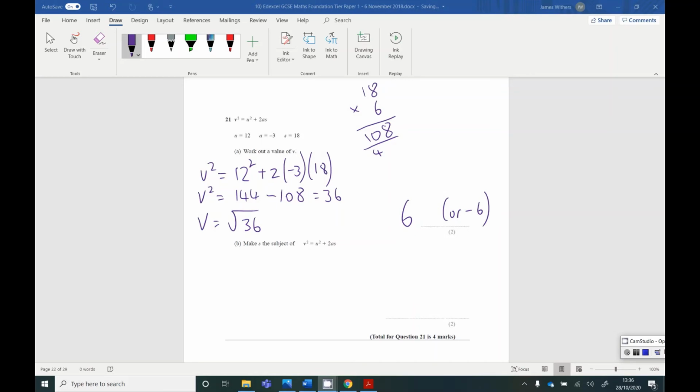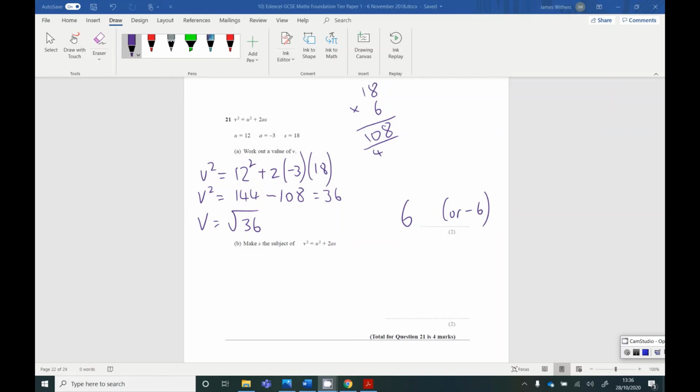Part B, we've got to make S the subject. So we've got to rearrange everything. So we've got S equaling stuff rather than V squared equaling stuff. So start off by undoing the U squared. Always try and undo any terms further away from the actual term where you've got the new subject. So leave the 2AS alone for now and just undo the U squared.